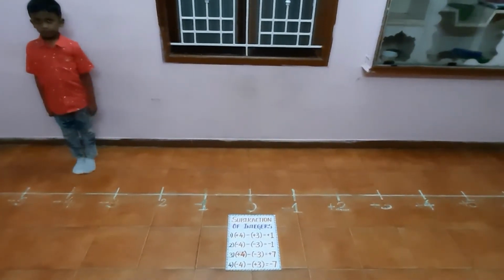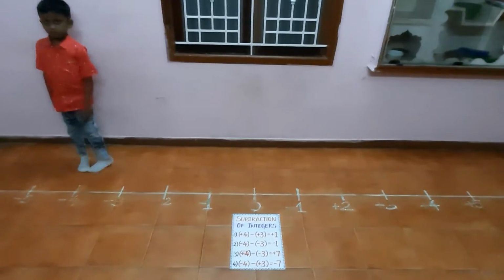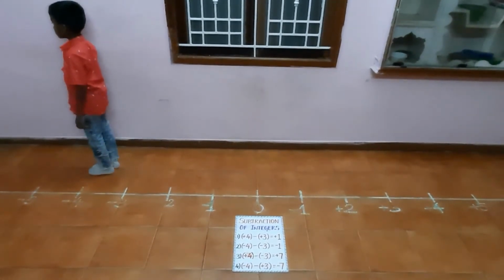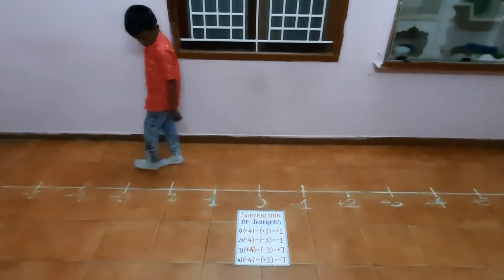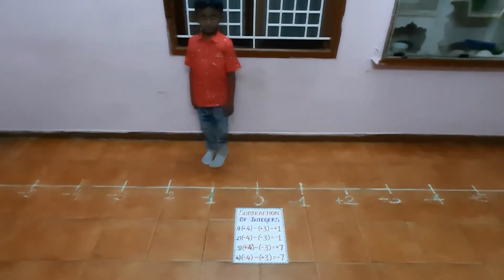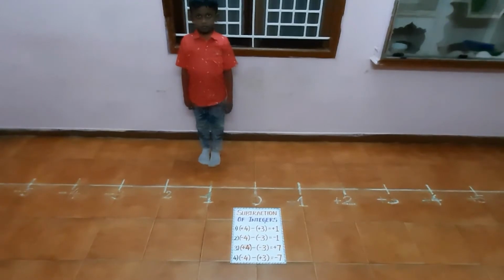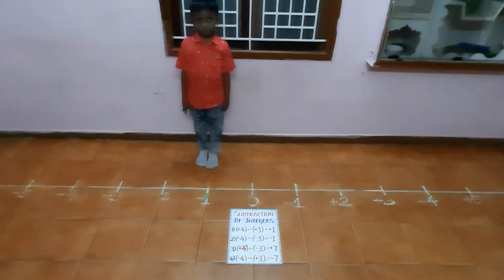Yes, here we have a minus sign. Therefore, again the kid is going to turn towards the minus direction and we have minus 3. Therefore, the kid is going to travel with 3 steps backward and the kid has reached minus 1.